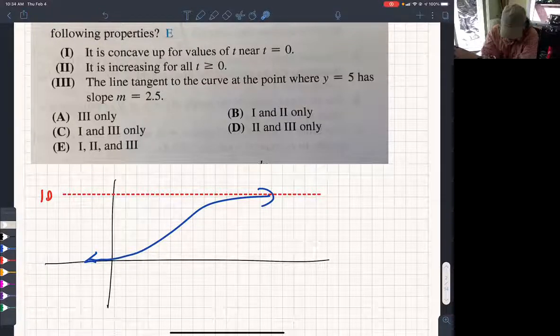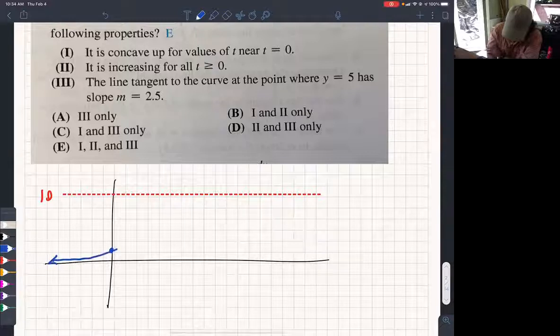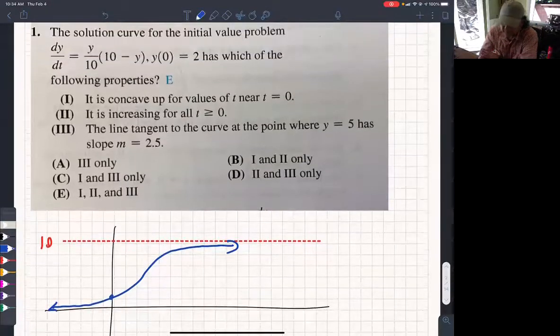Okay, so maybe I can fix this graph a little better. I guess I can. So we know we have to go through 2. That's about 2.